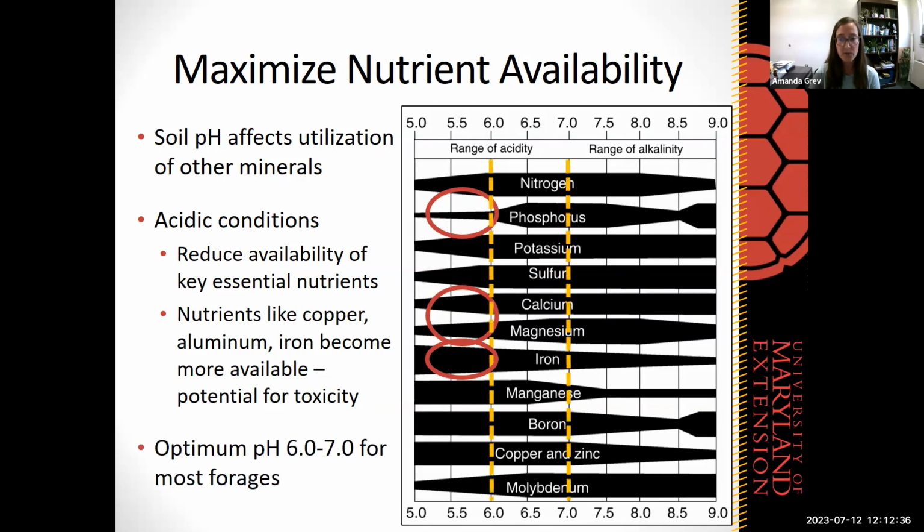So for most of our forage crops, we're looking to stay in that optimum pH range of somewhere between 6 and 7 for many of our forages. And you can see that at that range, which is between those two yellow lines, we have pretty much optimum availability of many of our essential forage nutrients. So that's where that ideal range comes from.